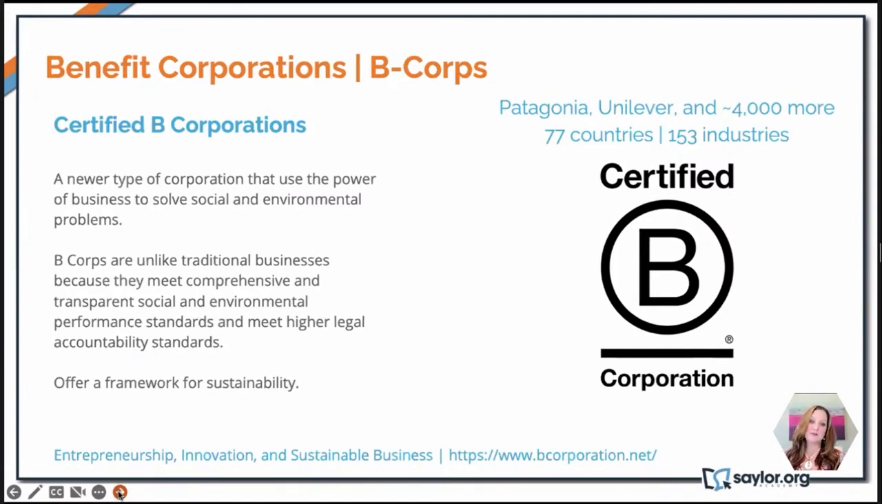So companies that we've talked about in this course, Patagonia, for example, were one of the first certified B Corps or benefit corporations. Unilever is now certified, and around 4,000 more companies in over 77 countries and 153 industries. So it shows you how vast sustainability can be when you hear of that many industries on the path.